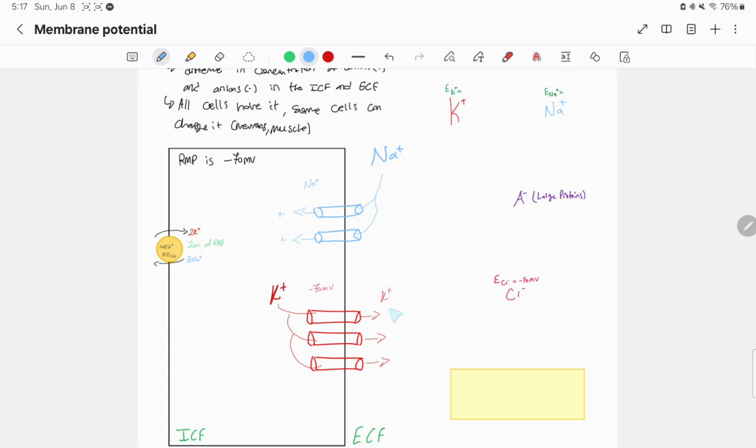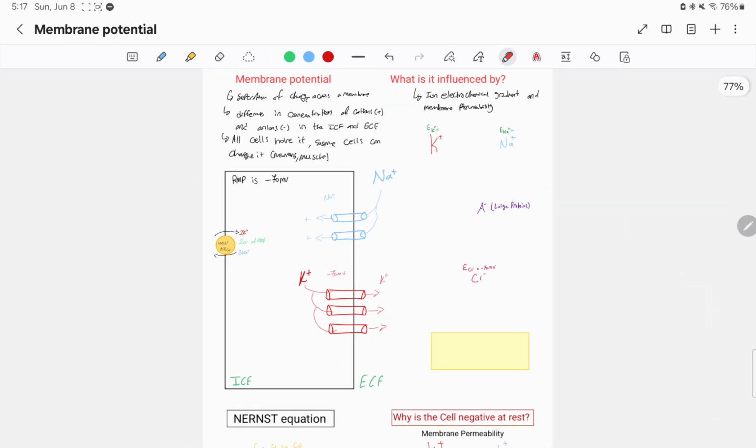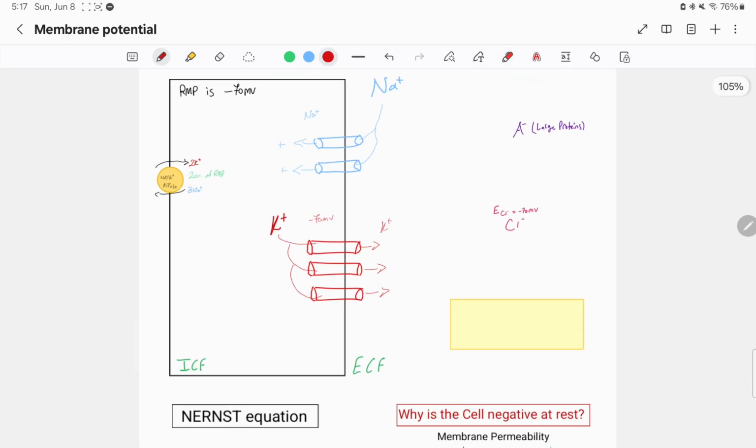If positive charges are going out, right, making the cell negative, but positive charges are coming in, making the cell a little positive, how come we're at negative 70? How come the end result is a negative number and not a positive number? Well, that has to do with something called the equilibrium potential of each ion. Okay? So first things first, let's discuss electrical gradients.